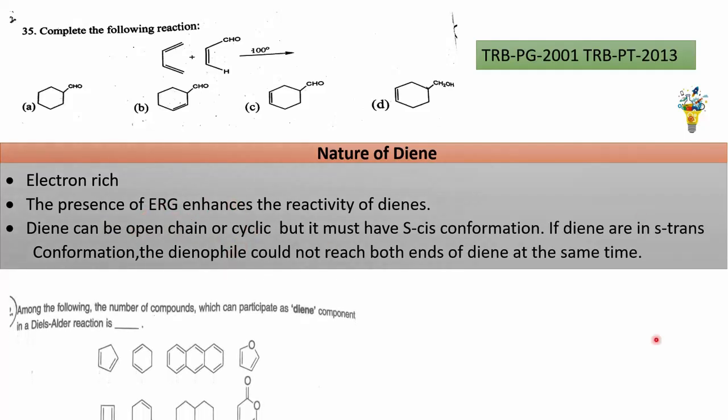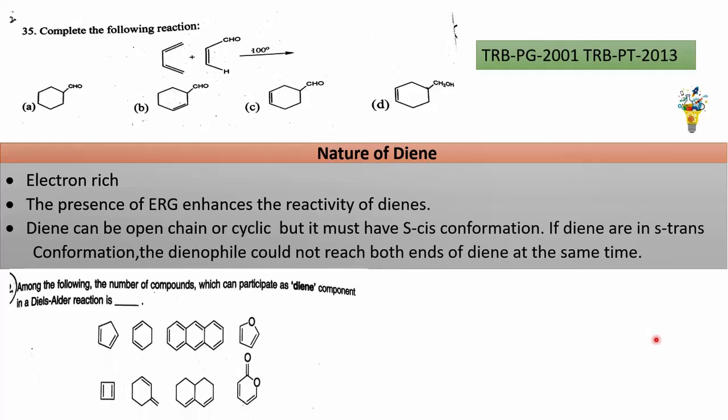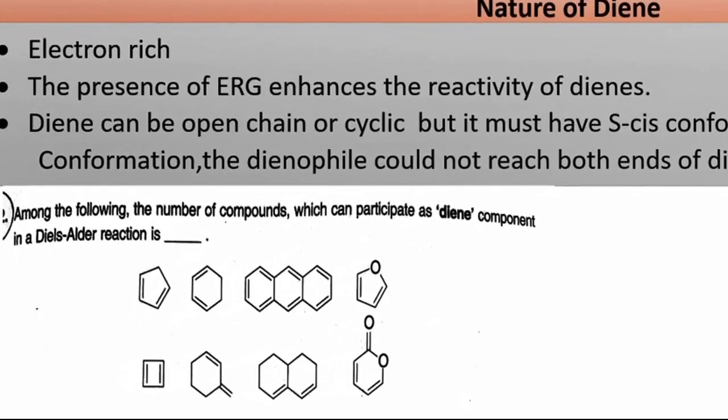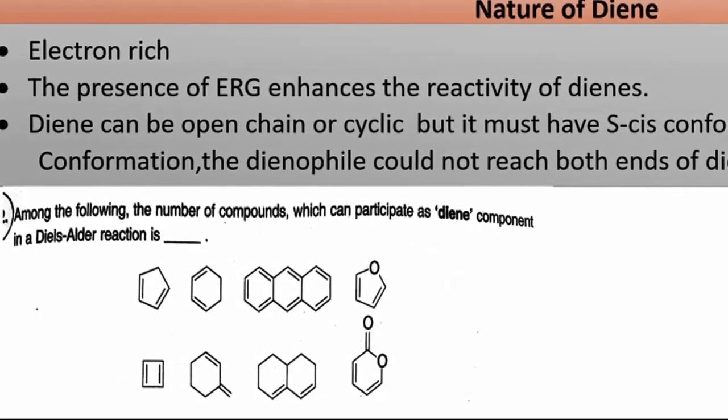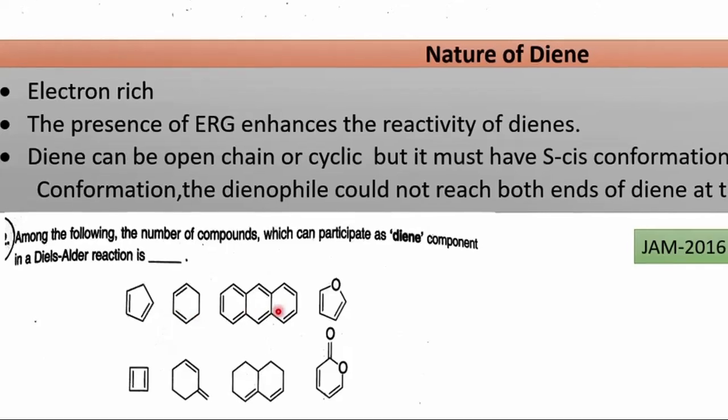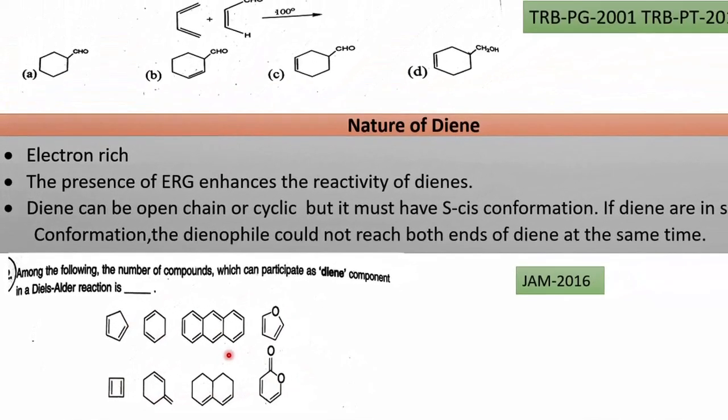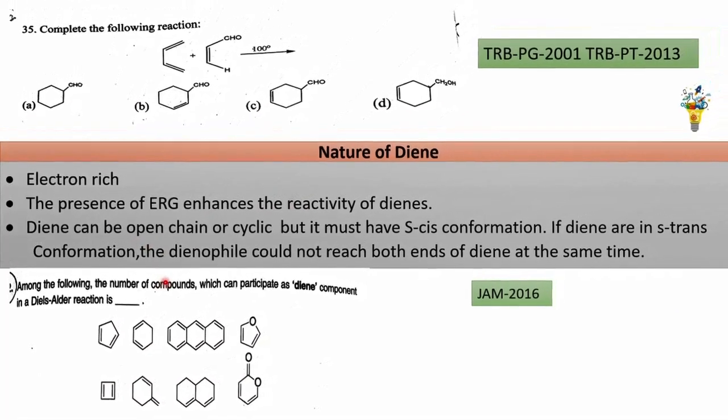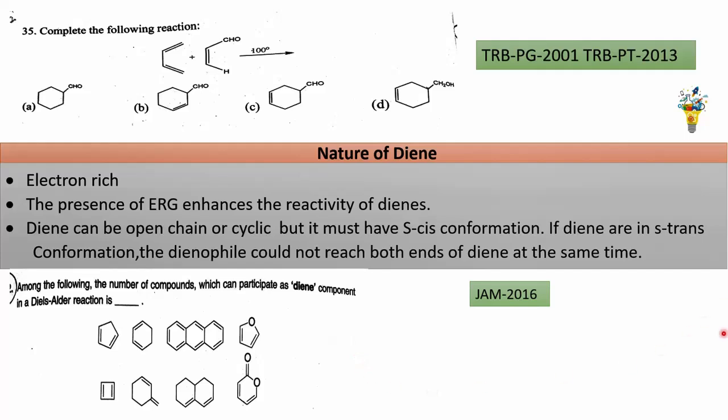Okay. Then here is the question. Among the following, how many compounds can participate as a diene in the Diels-Alder reaction? This is a question from JAM 2016. Eight compounds are given. How many compounds participate in the Diels-Alder reaction?